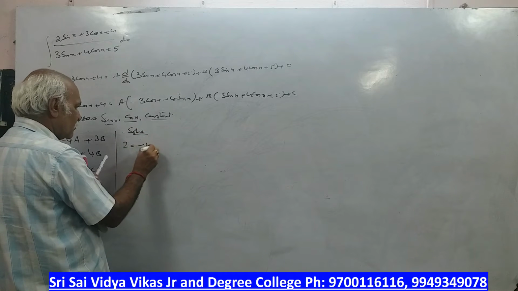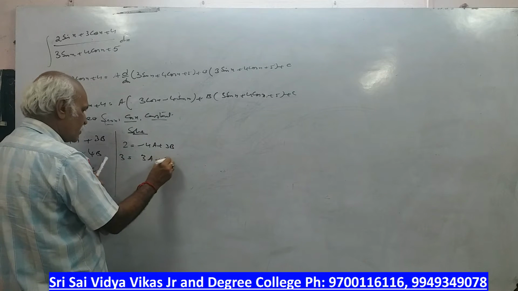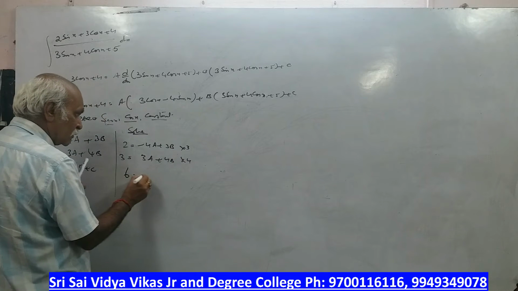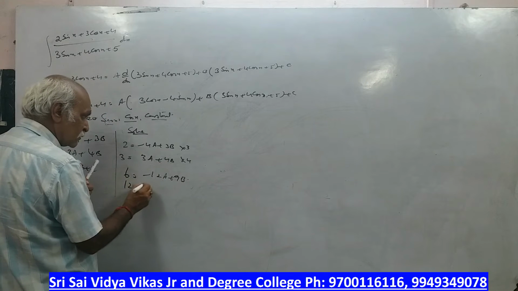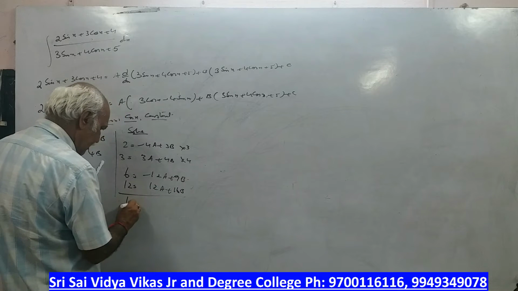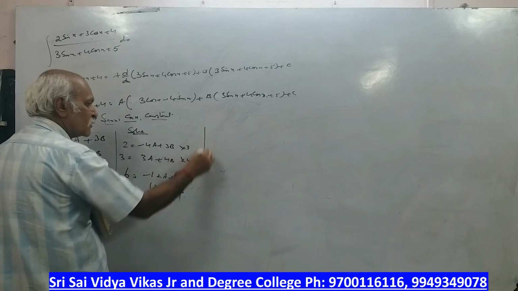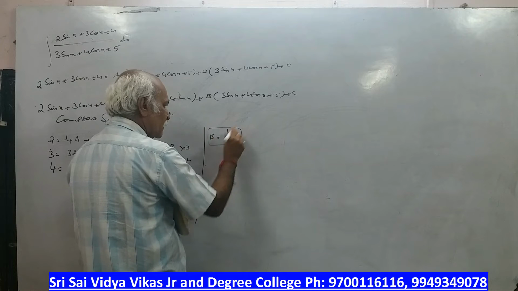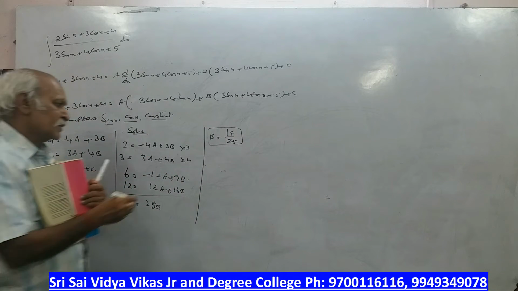2 is equal to minus 4a plus 3b, 3 is equal to 3a plus 4b. Multiply with 3, multiply with 4. So 6 is equal to minus 12a plus 9b, then 12 is equal to 12a plus 16b. If I add them, 18 is equal to 25b. Therefore b is equal to 18 by 25. Okay, it will come as a fraction. b is equal to 18 by 25.